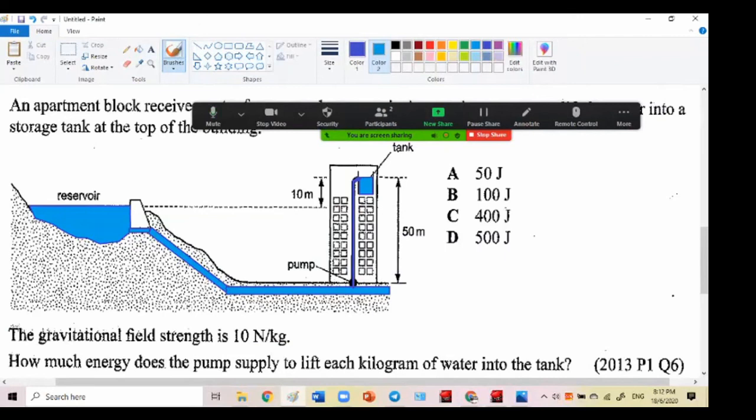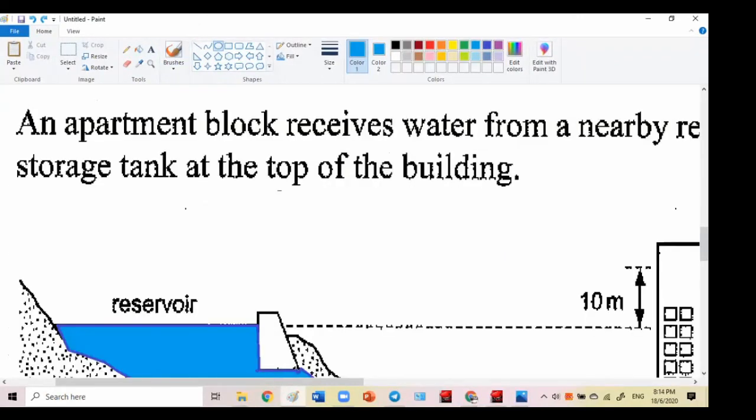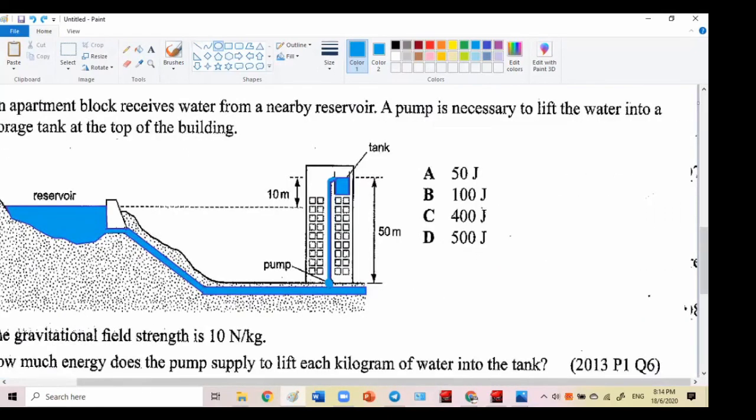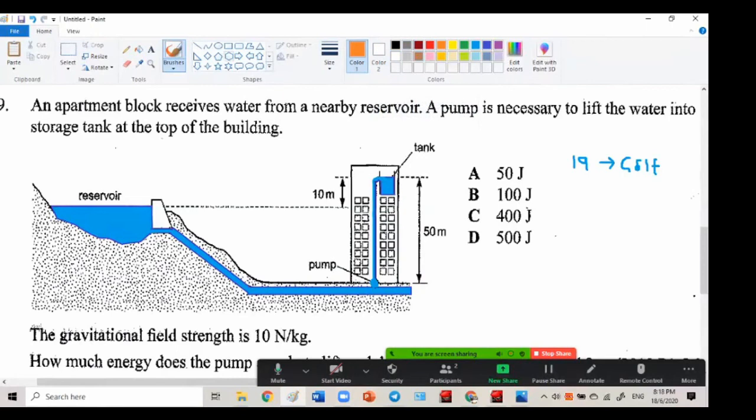Did you pause the share? No. Now can you see? Can you understand? Do you know what is MGH? Potential energy, right? Gravitational potential energy is the formula mass times gravity times height.